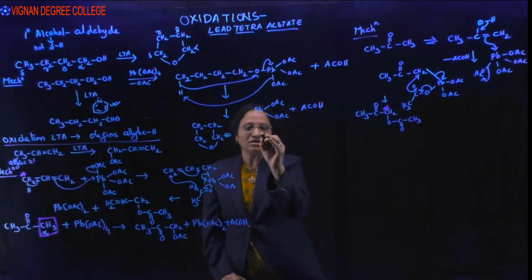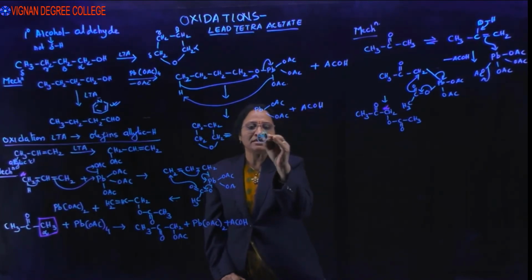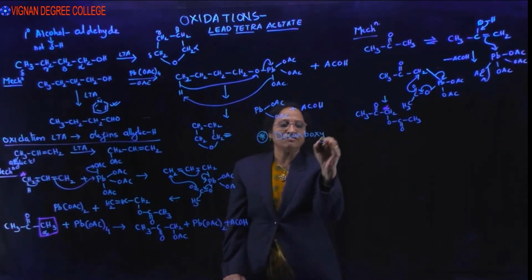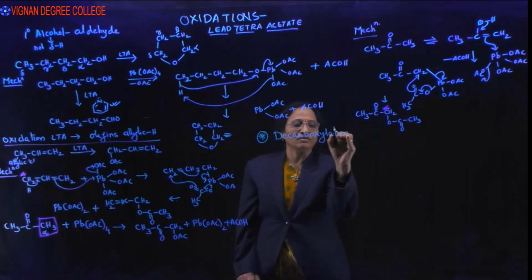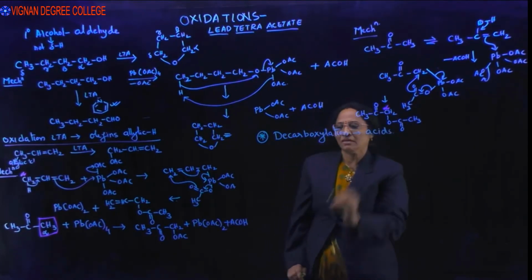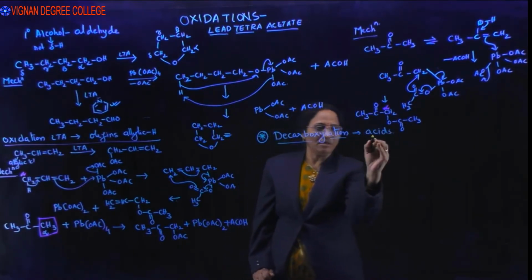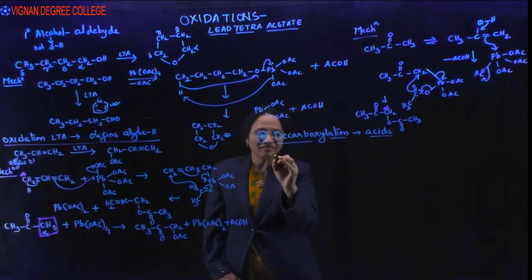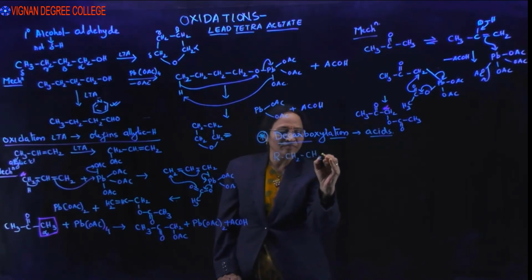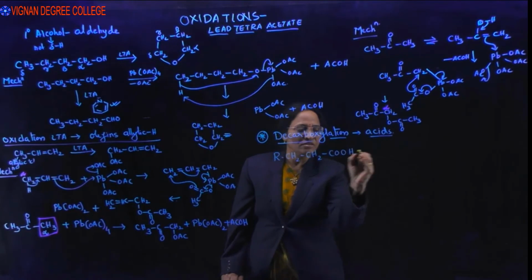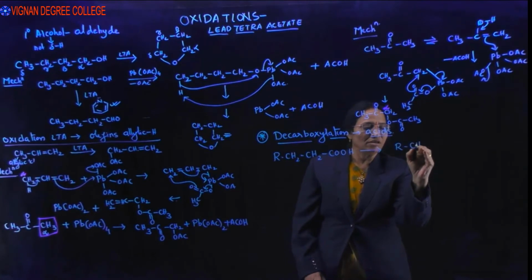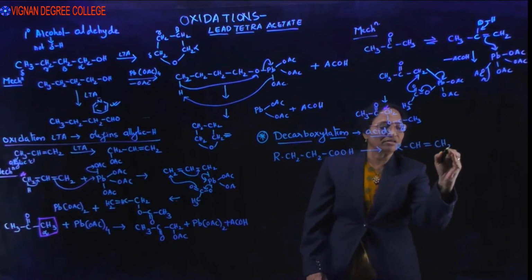Now another application of lead tetraacetate is decarboxylation of acids. Decarboxylation reaction of acids. Say for example, if you have a carboxylic acid, this undergoes oxidative decarboxylation to give an olefin as the product.